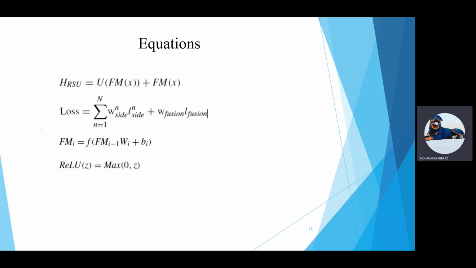These are all the equations. For the residual and surplus connection, we will be using U of F_M of x and F_M of x. Here F_M of x is nothing but the weighted image added with the activation function along with the weighted image. And here it is shown that the loss is given with fusion and slide.